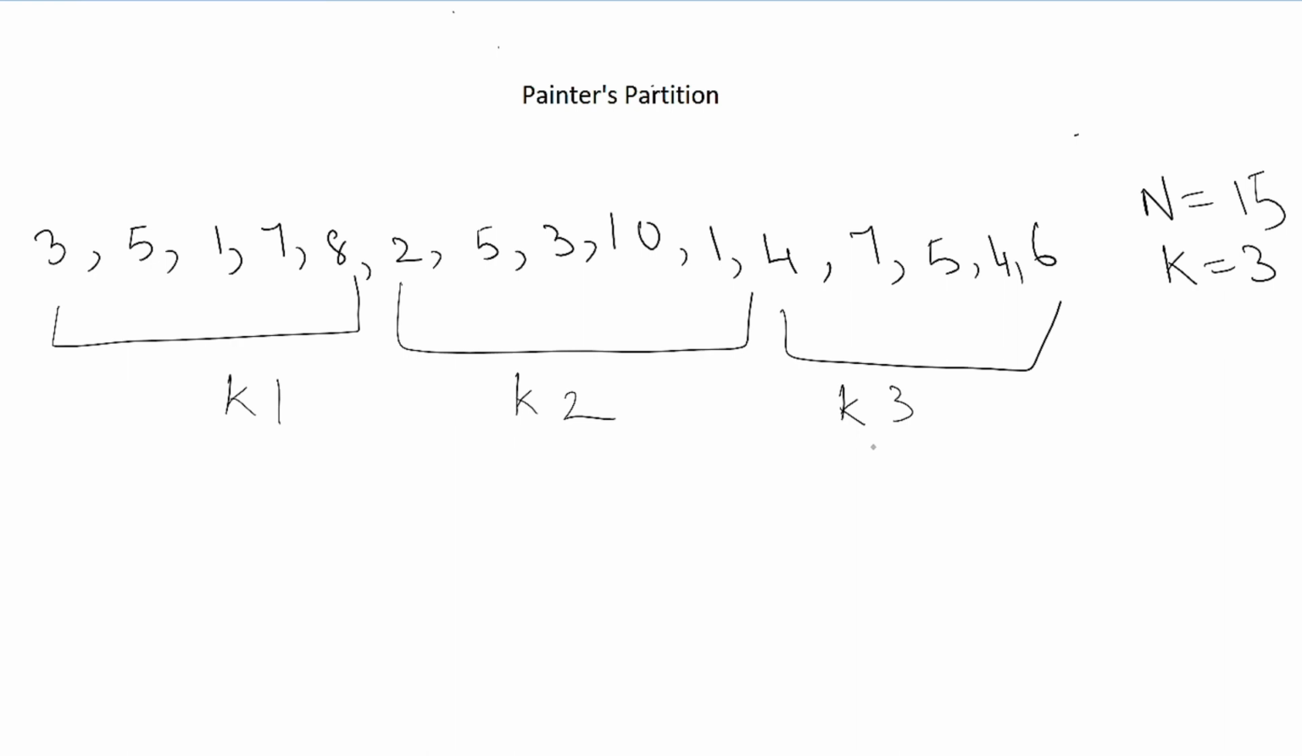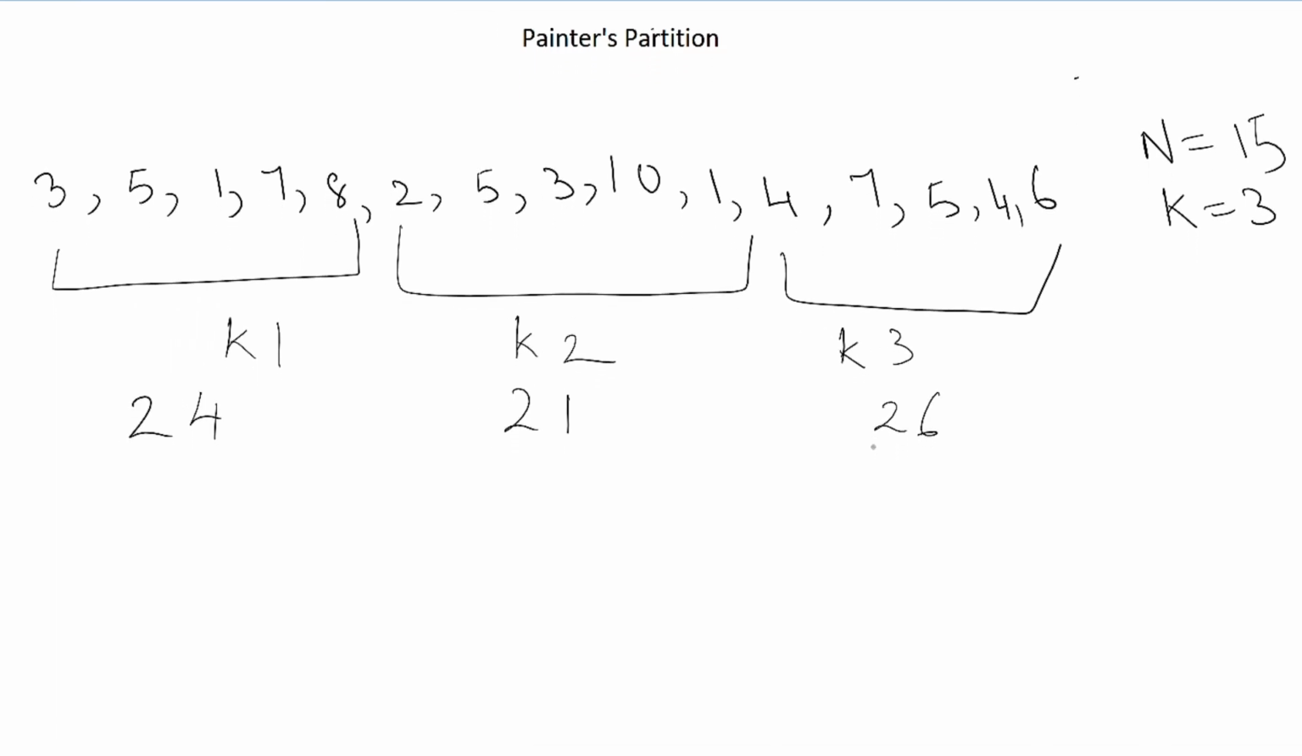So K1, the first worker, will do 3, 8, 9, 16, 16 plus 8, 24. The second worker will do 7, 10, 20, 21. The third: 4, 7, 5, 11, 16, 20, 26. So the minimum time to complete our entire task will be the max of these, which will be 26.